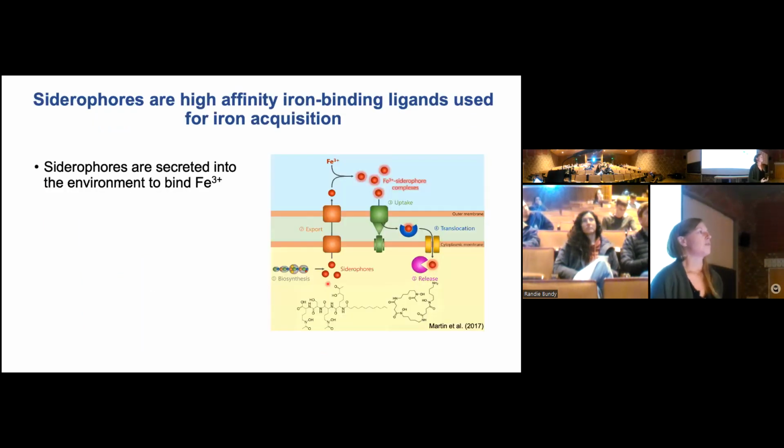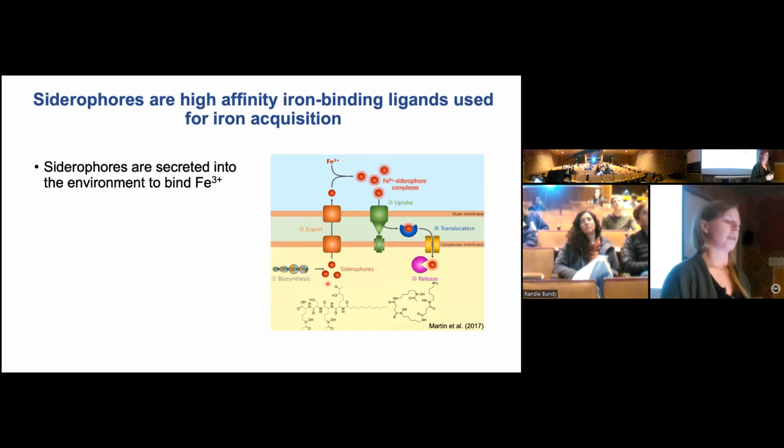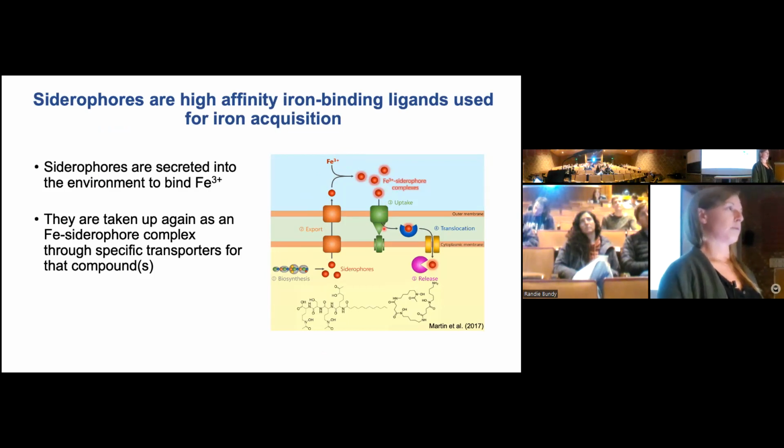These siderophores are one example of a type of organic compound or organic ligand that binds iron in the ocean. They're specifically made by microbes, they have a very high affinity for iron, and they're used specifically for iron acquisition. So they are secreted into the marine environment to bind iron 3. They're exported out of the cell, they complex to oxidized iron 3, and then they are taken back up by the cell through very specific transporters for that particular siderophore. The iron is released, and then it can be used by the cell, and then the siderophore is recycled into the environment.